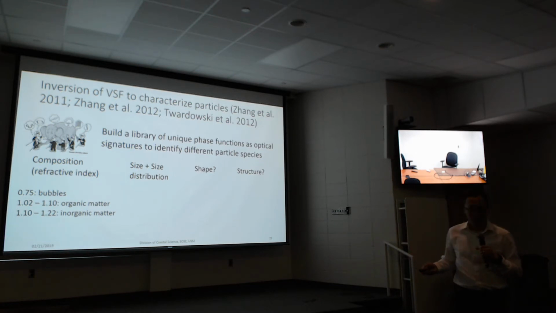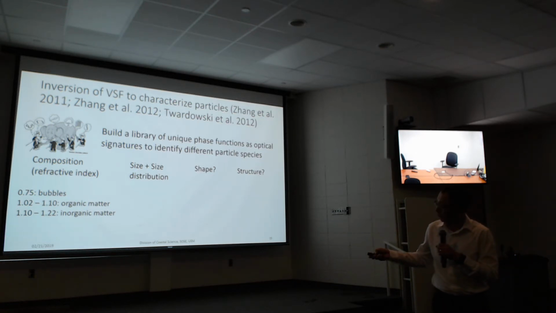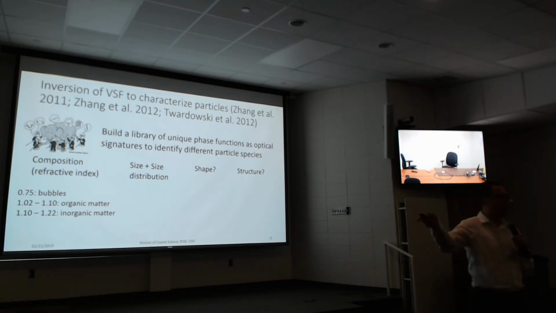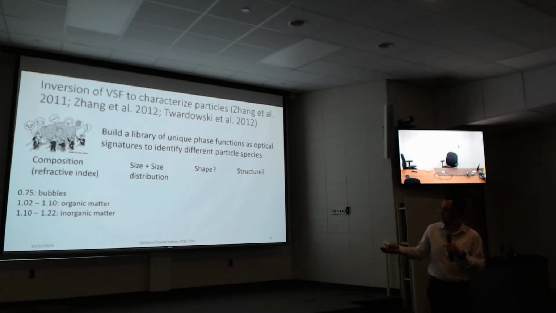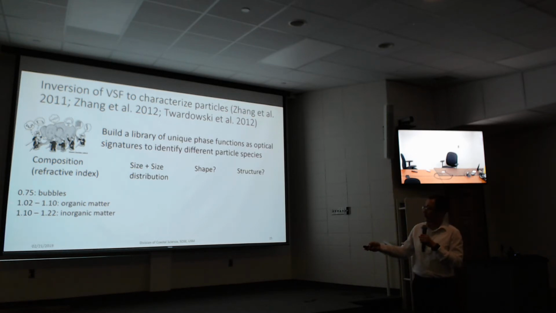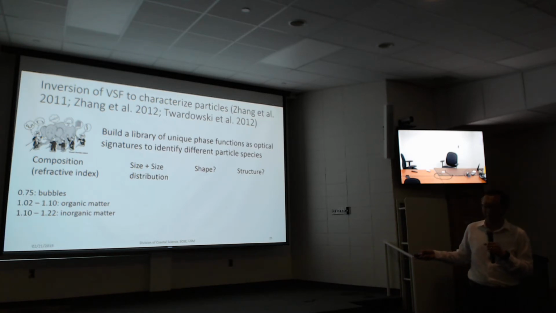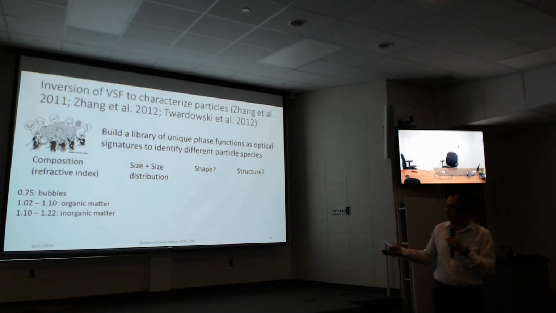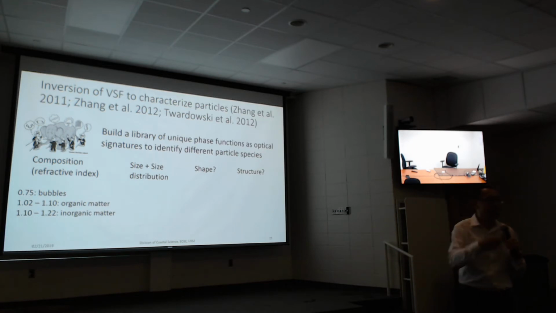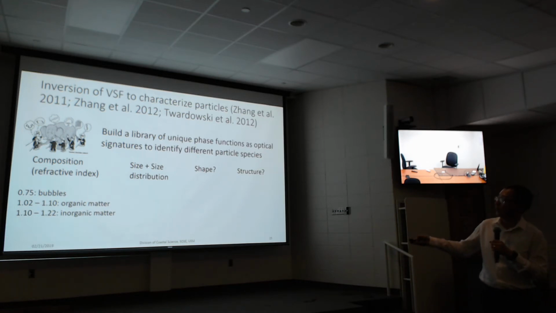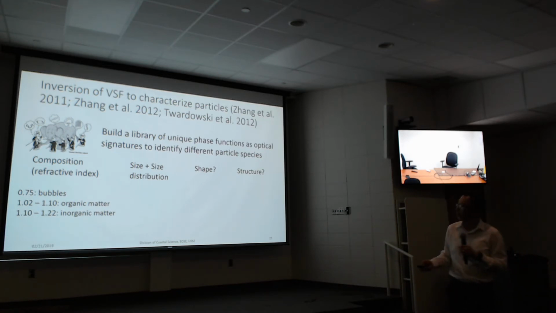We know there are bubbles, and the bubbles have a different refractive index. Those are relative to water, okay, relative to water. And we have organic matter, with a typical refractive index of 1.02 to 1.1. And for mineral particles, inorganic particles, the refractive index is 1.1 to 1.22. This is the typical range, so we know the composition within this range.